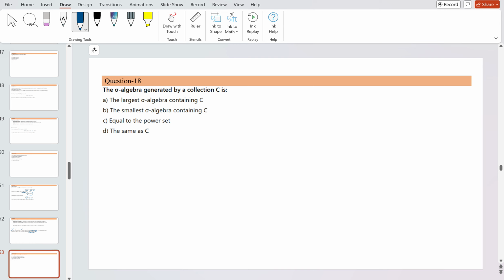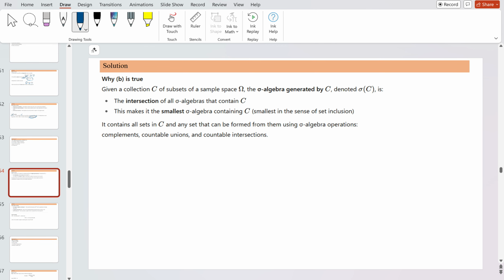Let's see this problem. It is saying that the sigma algebra generated by the collection C is actually the largest sigma algebra containing C, or the smaller sigma algebra. Let's see the correct option. That is actually B, the smaller sigma algebra.